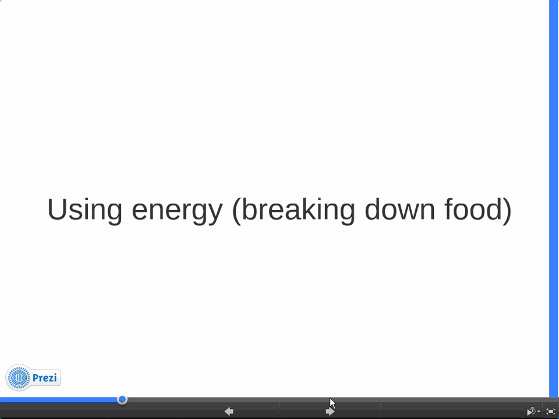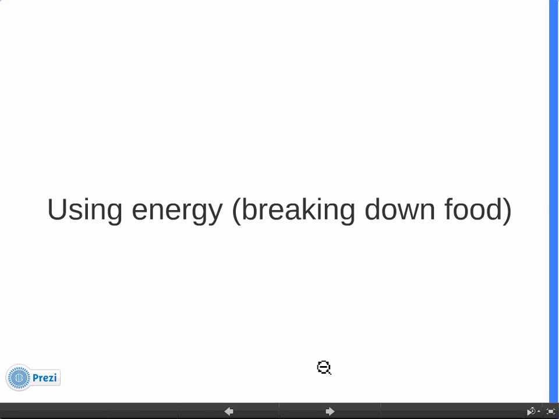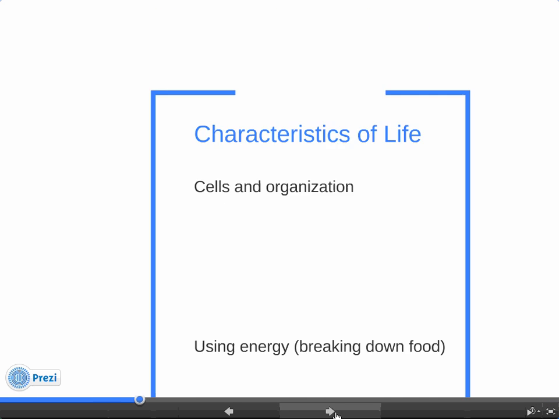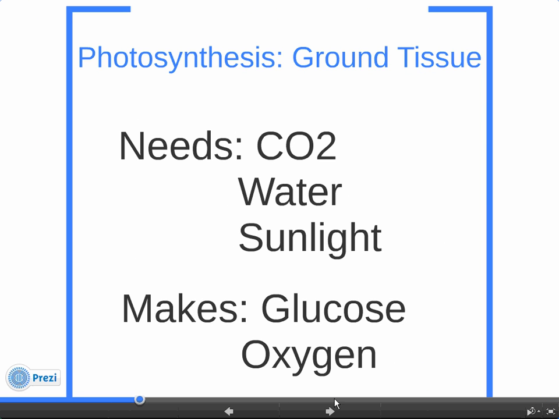The next characteristic of life is using energy. In order to have energy to use, we have to break down food. You know that plants make their own food through a process called photosynthesis. This process takes place in the ground tissue. Just a little review. In order for photosynthesis to take place, a plant needs carbon dioxide, water, and sunlight. And photosynthesis makes glucose and oxygen.